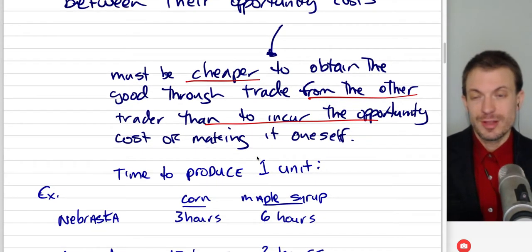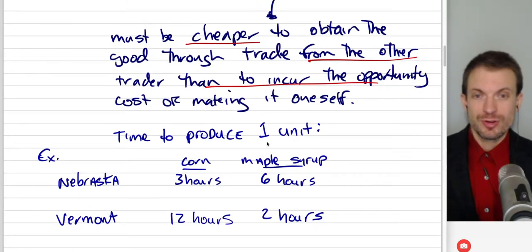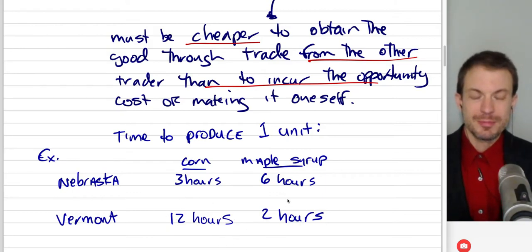So I've given us some times, some productivities to produce one unit for two traders, Nebraska and Vermont, making corn and maple syrup, which is what each state is respectively known for. So suppose it takes Nebraska 3 hours to make corn, 6 hours to make maple syrup. It takes Vermont 12 hours to make corn, or 2 hours to make maple syrup.